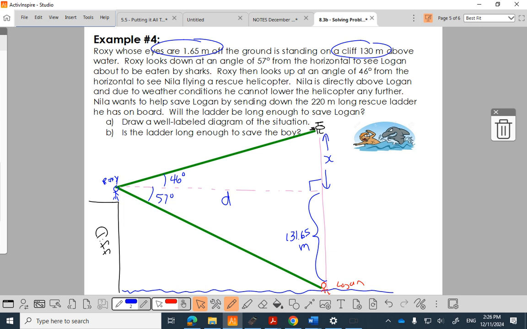So in that triangle, I'm using 57. What two sides are involved? Adjacent and opposite, so we're doing tan. Tan 57 equals 131.65 over D.